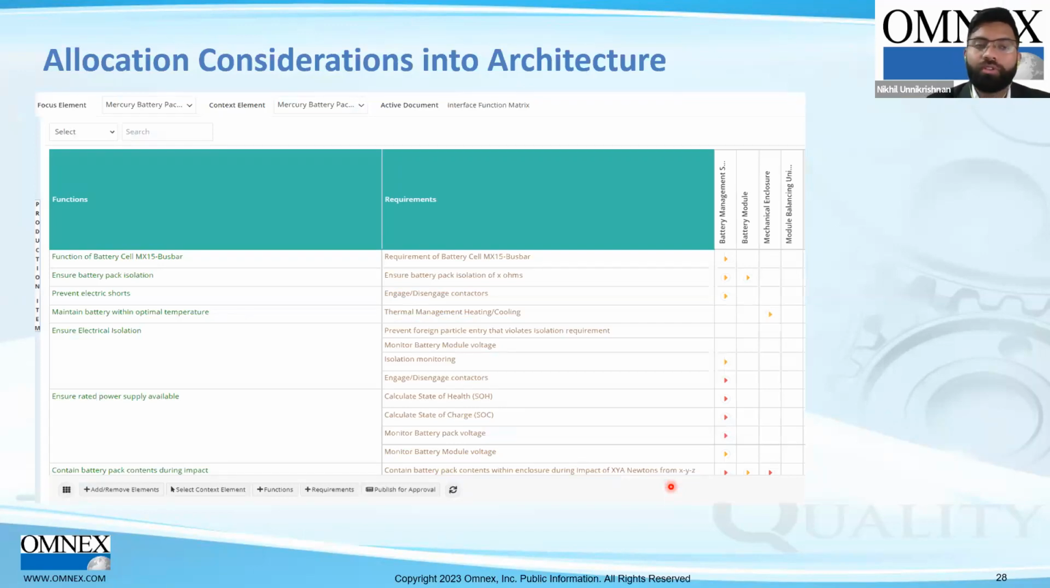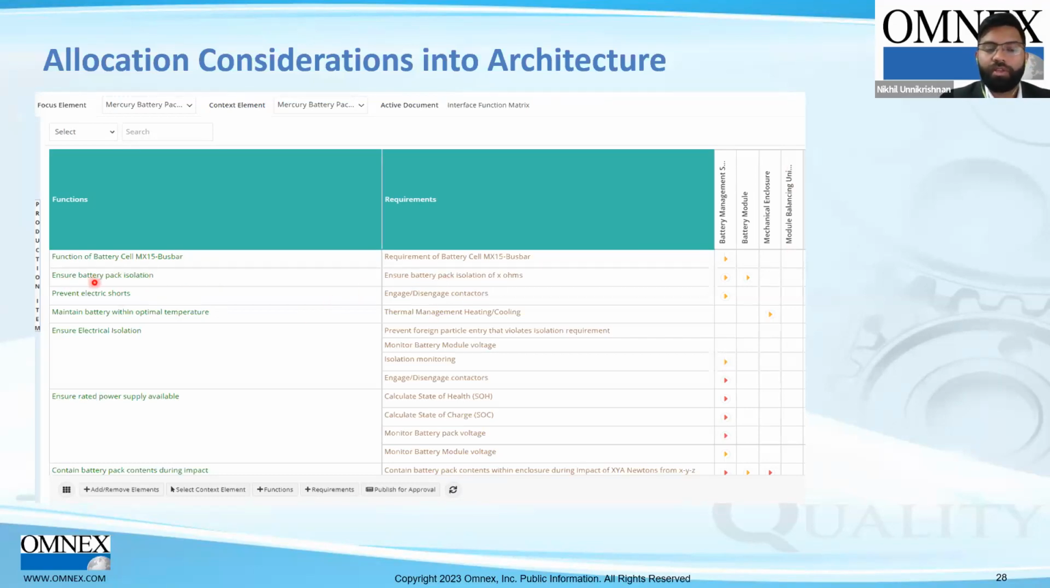Now, as you consider these architectures, one thing you have to also consider is how I'm going to take my functions and requirements that I did in SYS2 and then allocate it to the architectural elements. So I have the architectural elements right up here at the top. From the battery pack, I had a battery management system, a module, a mechanical enclosure, and a module balancing unit. So I had these elements to which I'm going to be allocating my functions and requirements.